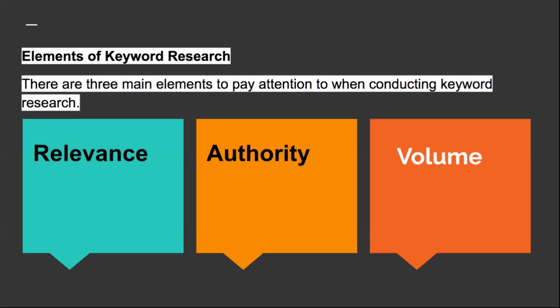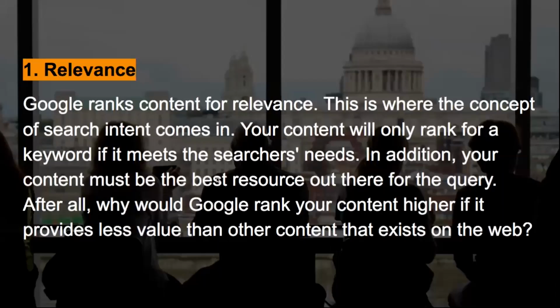So what if we talk about relevance? Keyword ranking relevance means Google ranks content by relevance. This is where the concept of search intent comes in. Your content will only rank for a keyword if it meets searchers' needs. In addition, your content must be the best resource out there for the query. After all, why would Google rank your content higher if it provides less value than other content that exists on the web?